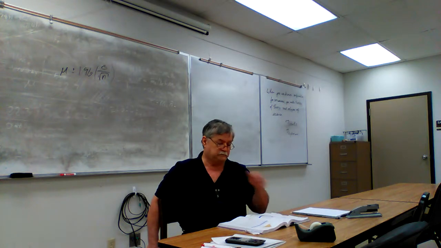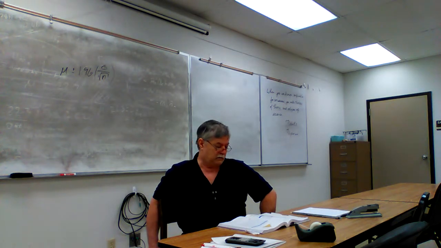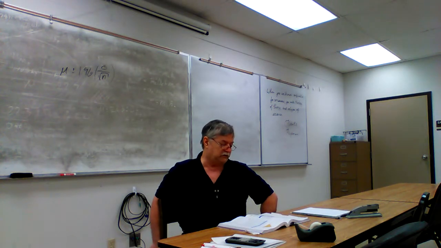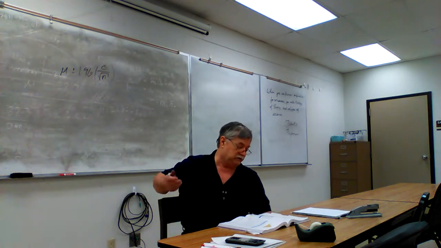Now, you'll also see it says for a 90% interval, z alpha over 2 is 1.65. For a 95% confidence interval, z of alpha over 2 is 1.96. And for a confidence interval of 99%, z of alpha over 2 is 2.58.